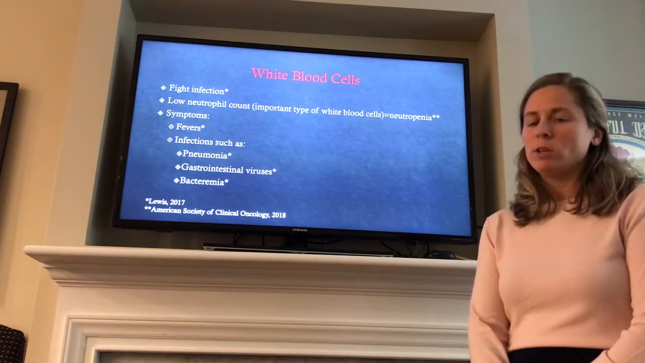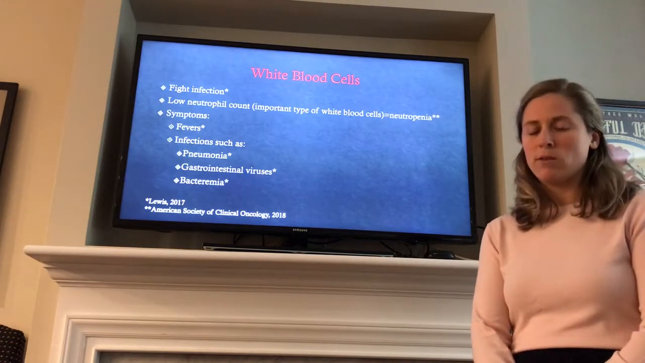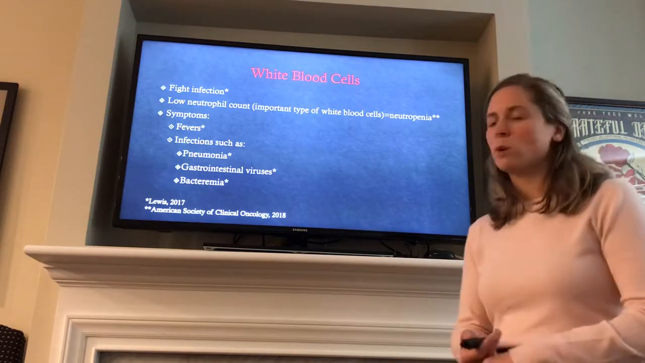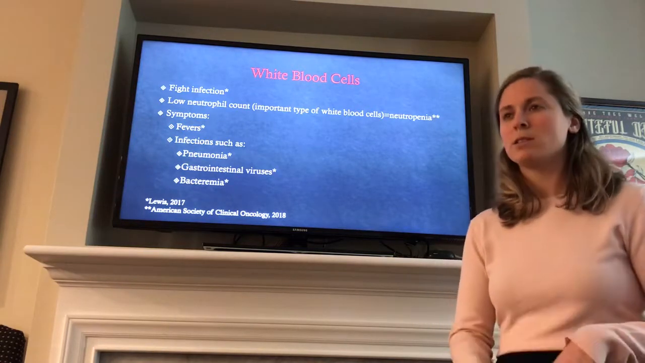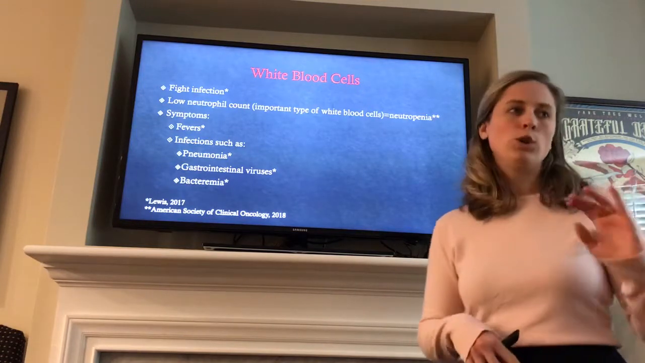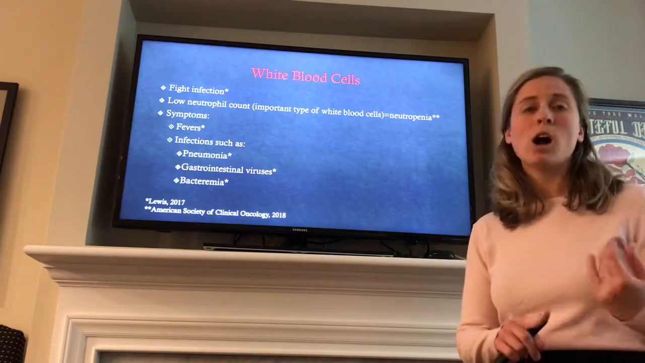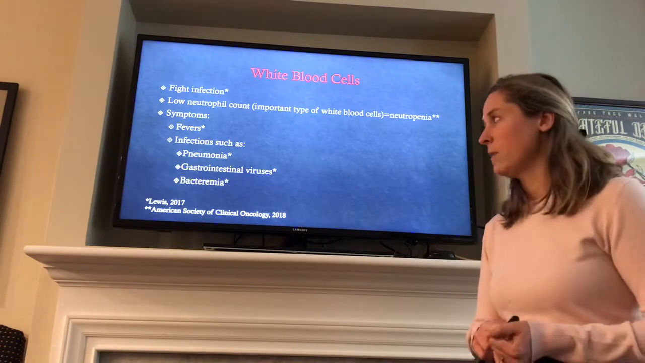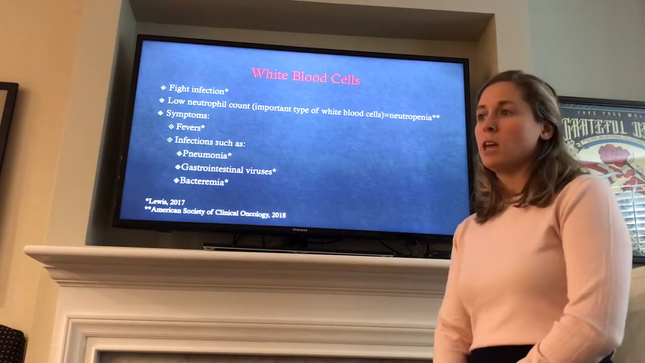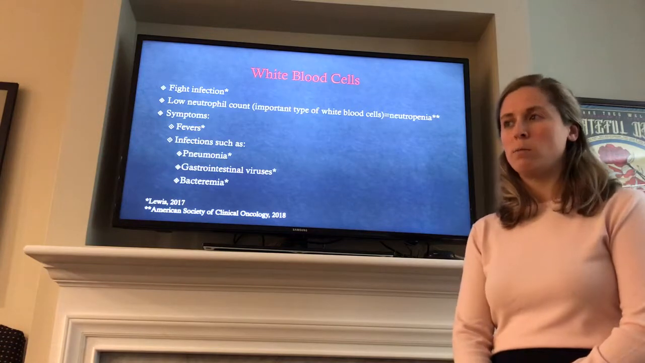But when patients have low ANC or low neutrophil counts, they are at really high risk for infections. So they may get fevers, and any sort of infection you can think of, these patients can get. So they can get bizarre lung infections that you would never get if you were healthy. They can get more common GI bugs or colds, and then they can get bacteremia, which is very scary in these patients and can be very dangerous if not treated immediately.